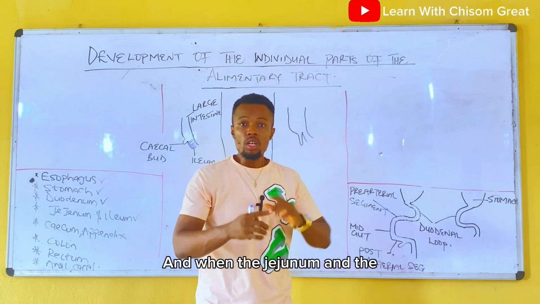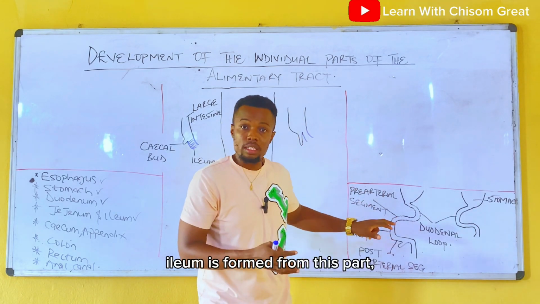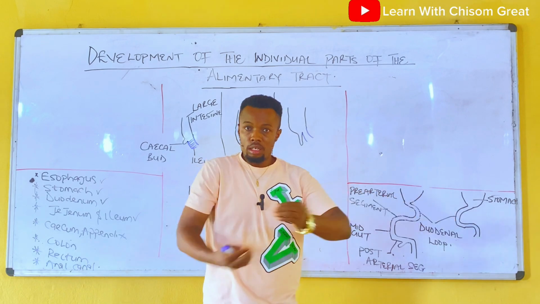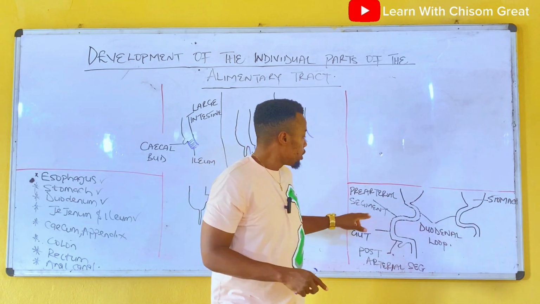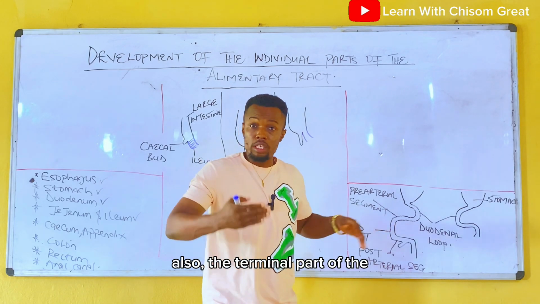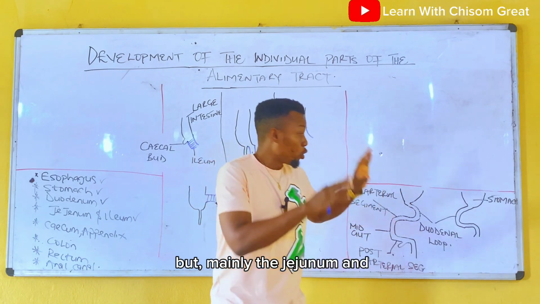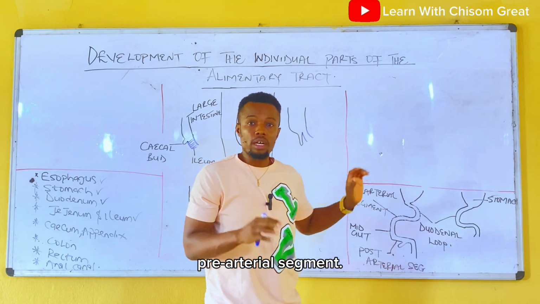And when the jejunum and the ileum are formed from these parts, they further grow in length and also coil around. Also, the terminal part of the ileum is derived from the postarterial segment. But mainly the jejunum and the ileum are derived from the prearterial segment.